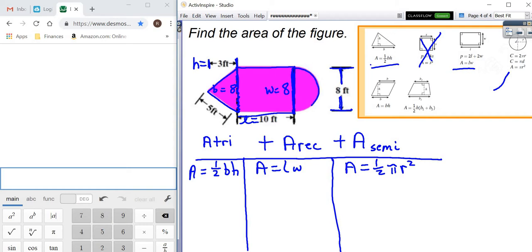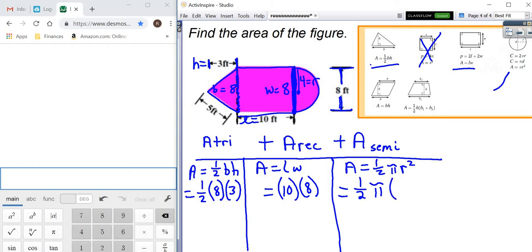Okay, now we're at the semicircle. And we know this distance right here is 8, but all we need is the radius. So we're going to take 8 and divide it by 2, and we get 4 for our radius. So it's going to look like this. 1/2 times a base of 8 times a height of 3. Then our length and our width are 10 and 8. And then our semicircle is 1/2 pi, and the radius is 4 squared.